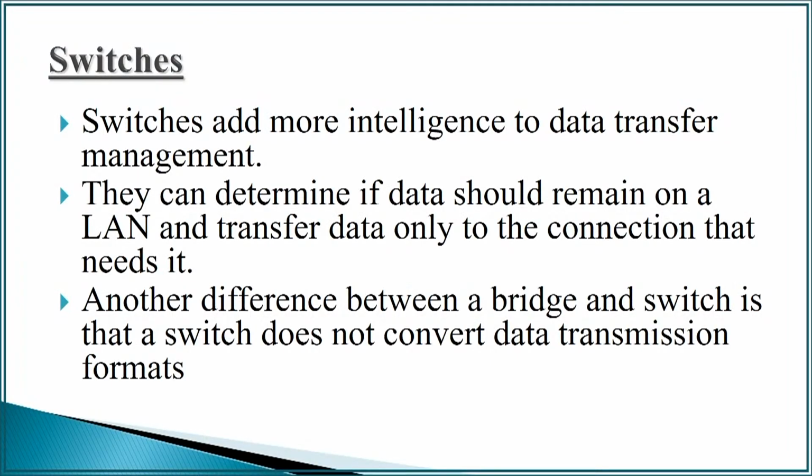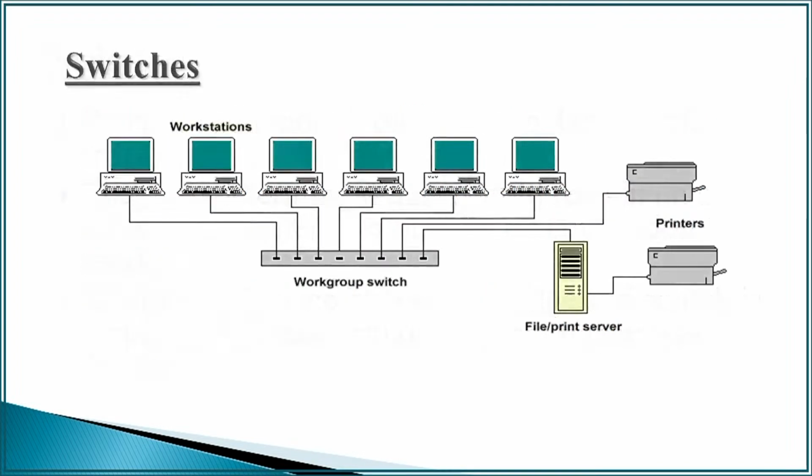Switches add more intelligence to data transfer management. Like bridges, they can determine if data should remain on a LAN and transfer data only to the connection that needs it. Another difference between a bridge and a switch is that a switch does not convert data transmission formats. A hub does not have any intelligence. Switches have some intelligence to determine whether the packet will be transferred to another connection or not.